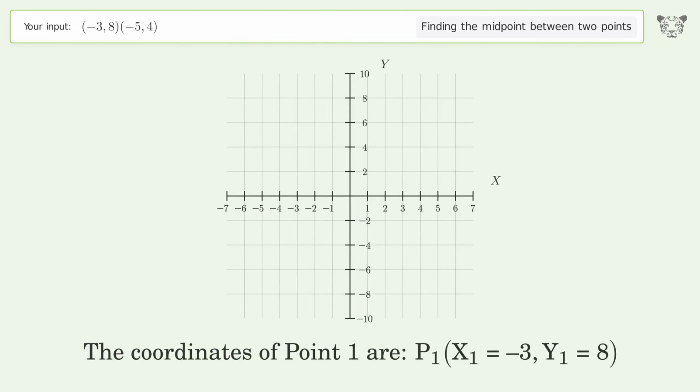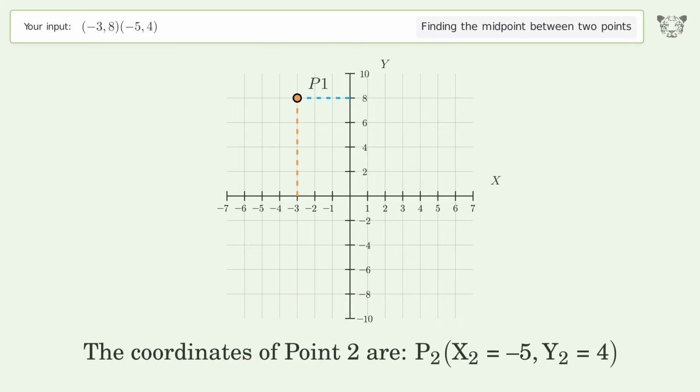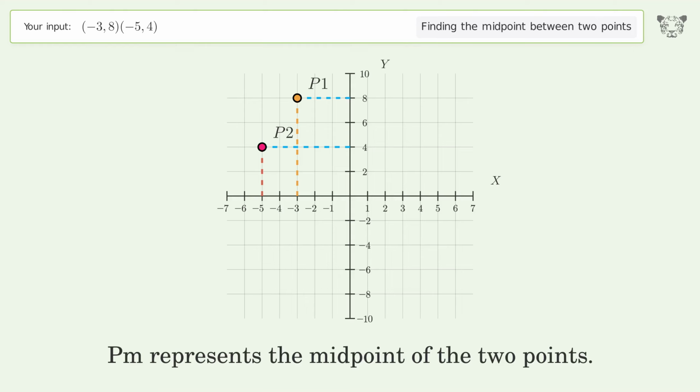The coordinates of point 1 are, x1 equals -3, y1 equals 8. The coordinates of point 2 are, x2 equals -5, y2 equals 4. PM represents the midpoint of the 2 points.